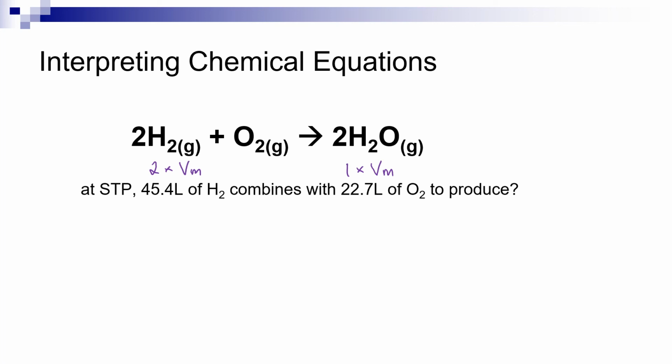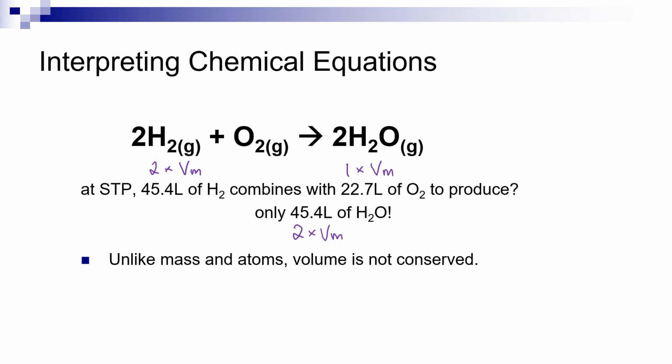Now, if you're going to say 68.1 litres of water vapour, then you would be incorrect. And that's because when we're talking about molar volume of a gas, remember it has a constant at STP. So we're only going to produce 45.4 litres of water, and that's 2 times the molar volume of water. So unlike mass and atoms, volume is not conserved.